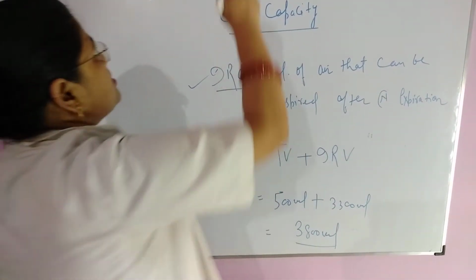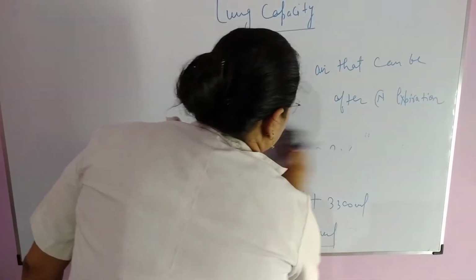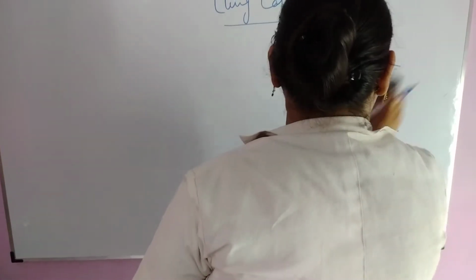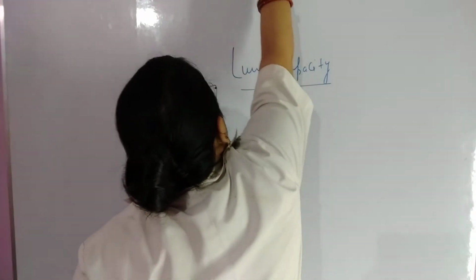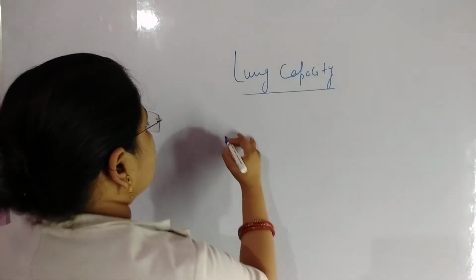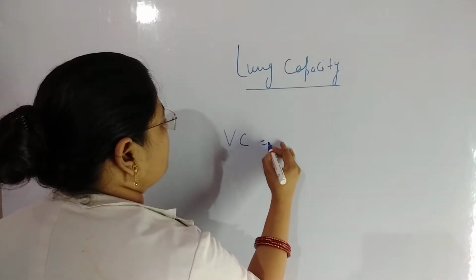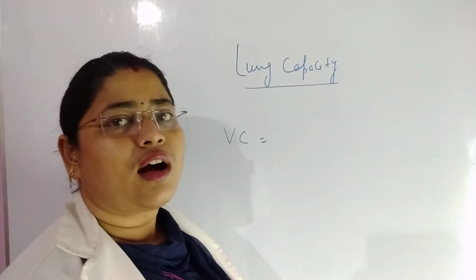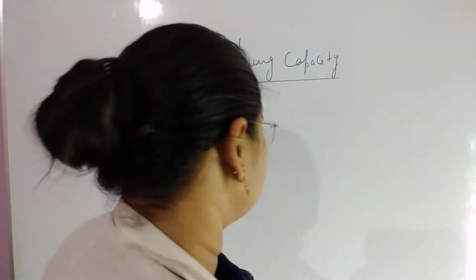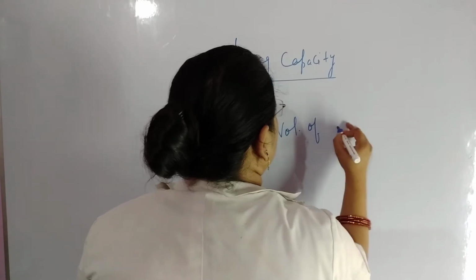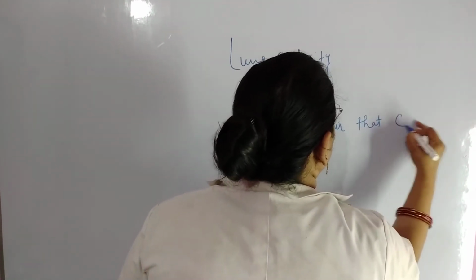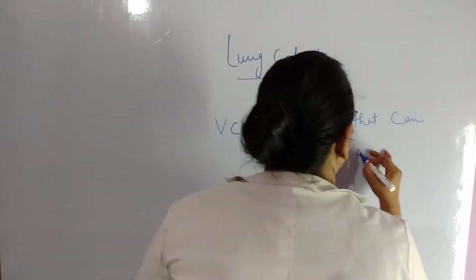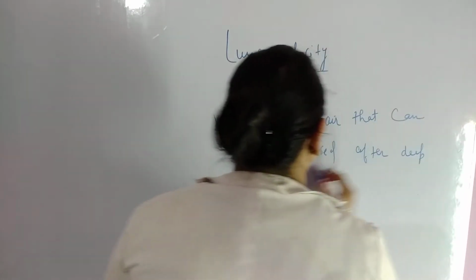Now next is vital capacity. Vital capacity is very important to assess functional capacity of lungs. So vital capacity or VC is the volume of air that can be expired after deep inspiration.